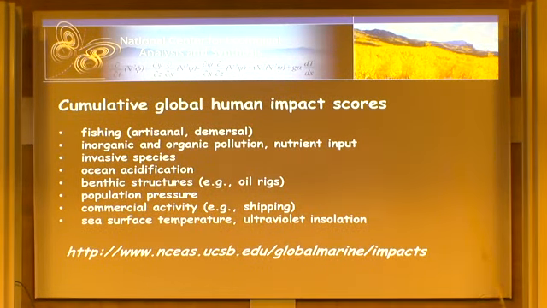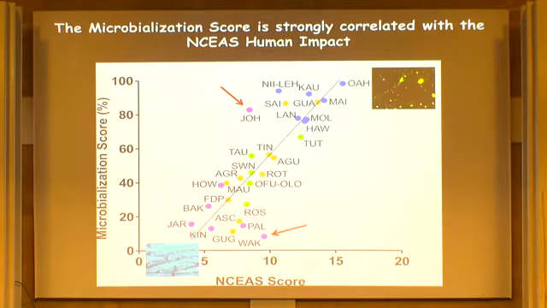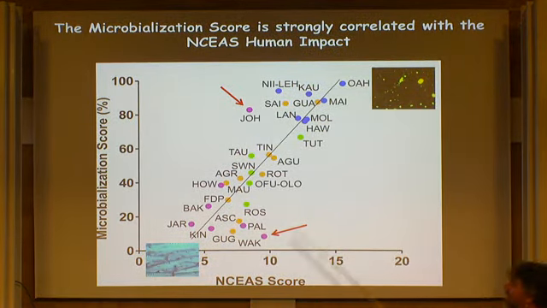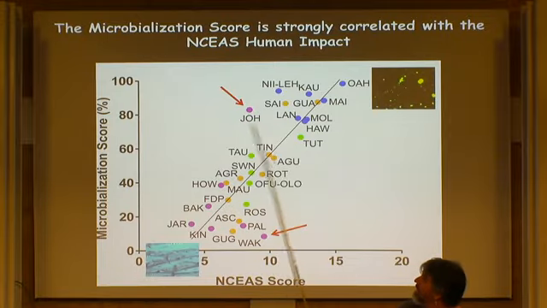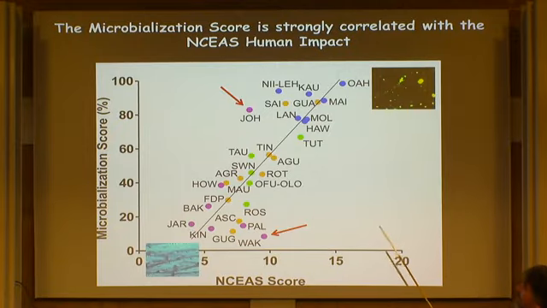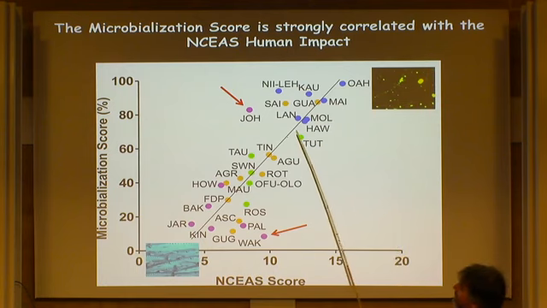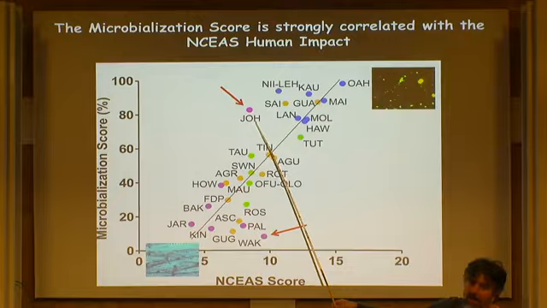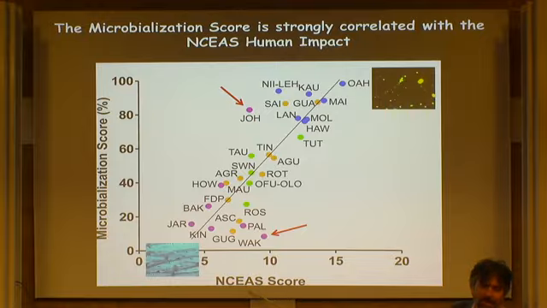And I'm going to compare it against just a cumulative index of how much human stuff is going on. This is a metric that came out of the NCEAS group. And they just put all this stuff together and say, these are things that we think screw with the coral reef, and they come up with a number. And when you plot it, what you see is that this NCEAS score versus the microbialization score are really nicely correlated. And in fact, the microbialization is doing a much better job, because you'll notice here that Johnston et al. has a high microbialization score, even though it wasn't predicted to be in that bad of shape by these.